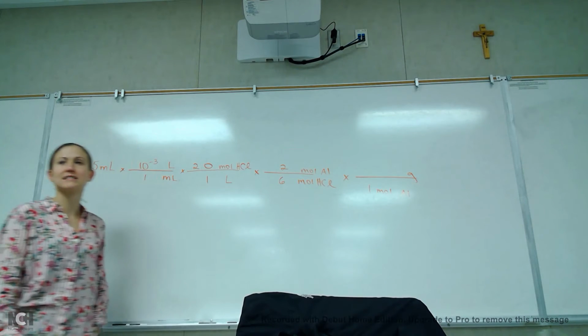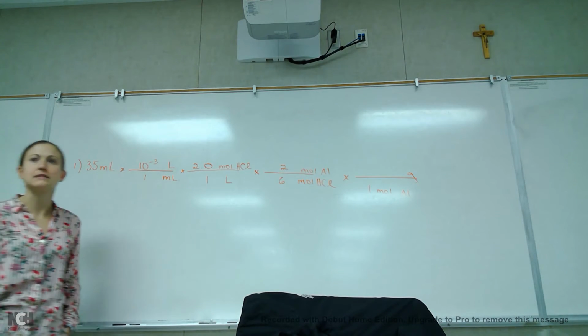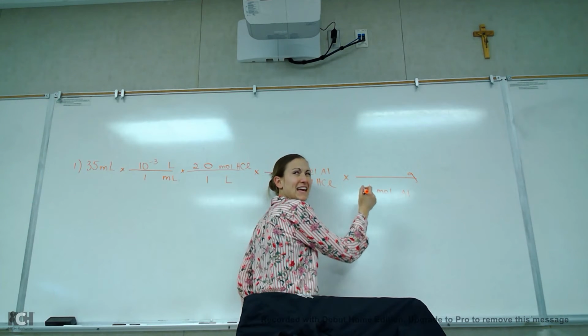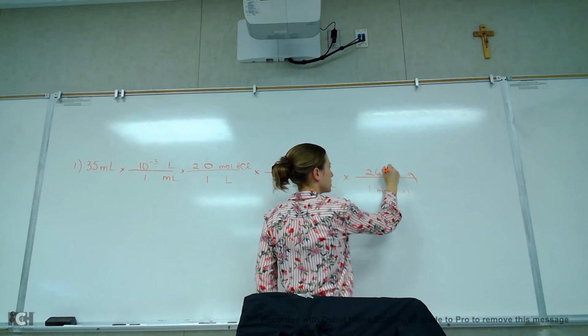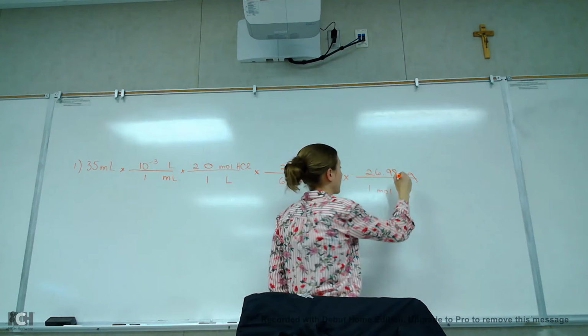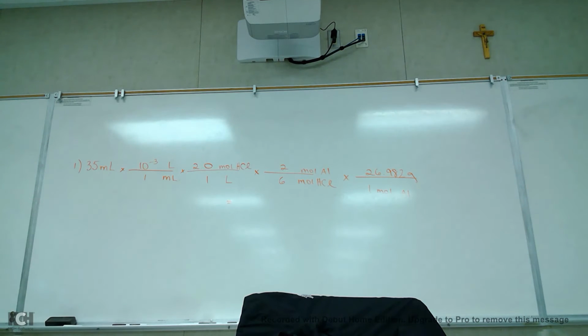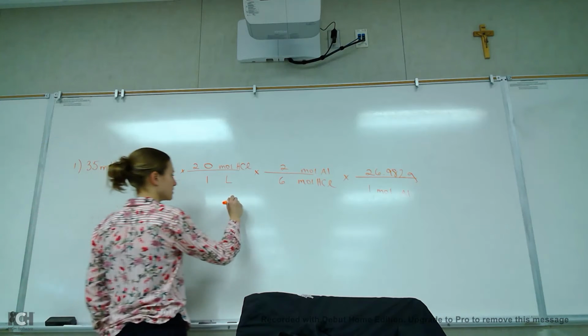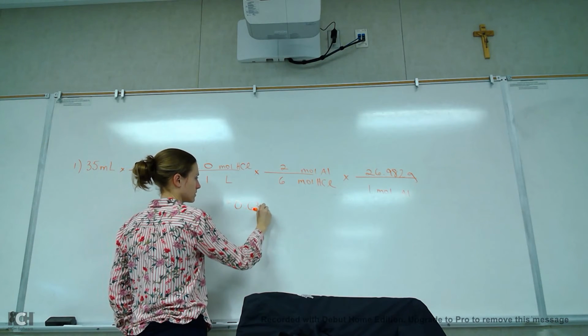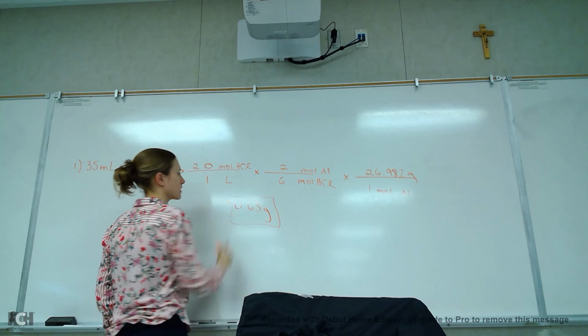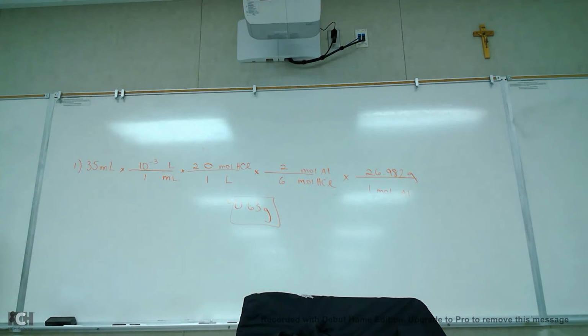Moles of aluminum on bottom, grams up top, grams per mole. That's a conversion factor we've looked at. That is just going to be the molar mass of aluminum, right? So 26.982. Okay, sorry. All right, so when I do that, looking at all the values that are given to me, 35 mils, 2.0 molar, I want 2 sig figs, so my answer is going to be 0.63 grams. We okay with that? Questions for number 1?